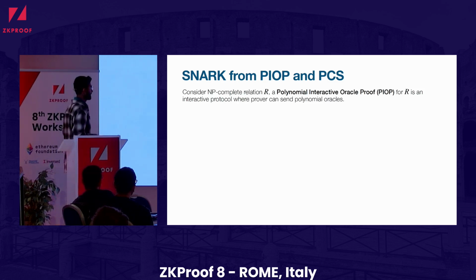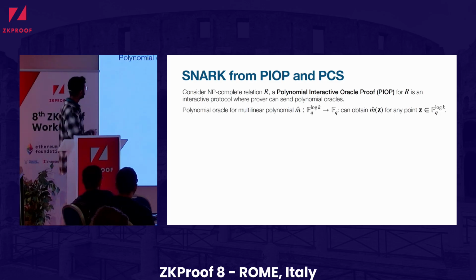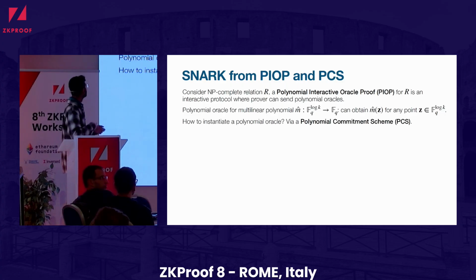You first have a polynomial interactive oracle proof for a relation R, where the prover is allowed to send polynomial oracles to the verifier. And a polynomial oracle for a multilinear polynomial in particular looks something like this: the verifier can ask for the evaluation of this multilinear polynomial at any point, and then the prover is able to convince the verifier that, hey, this polynomial does evaluate to that value at this particular point.